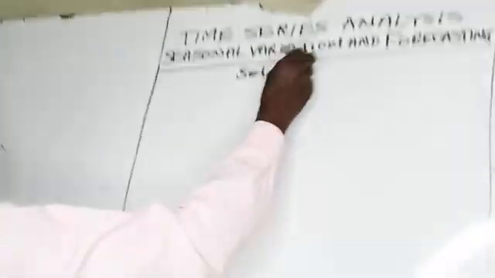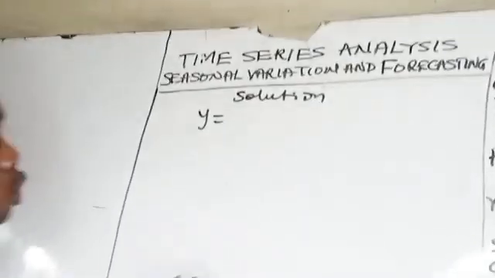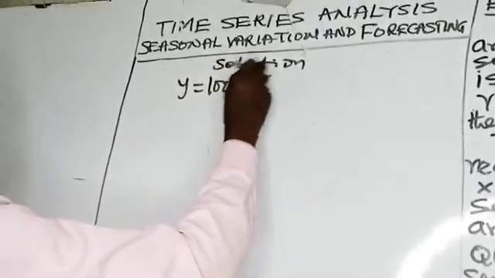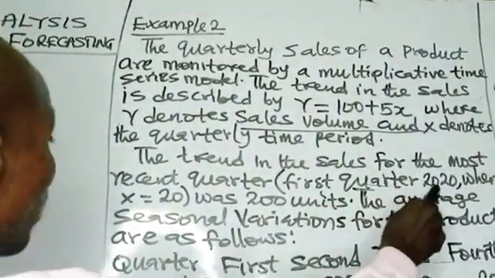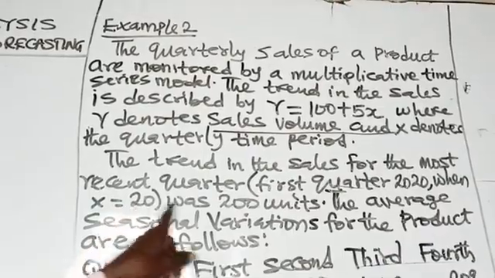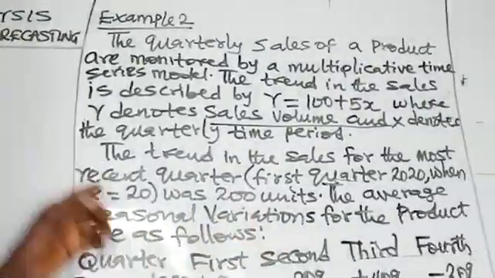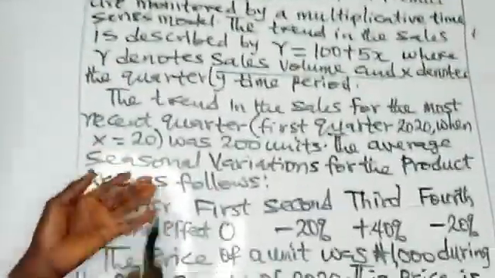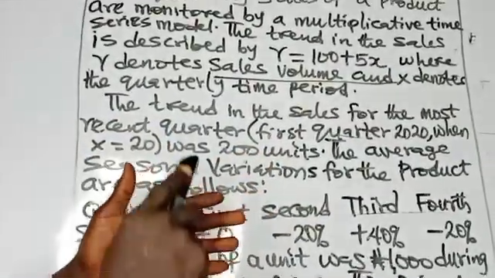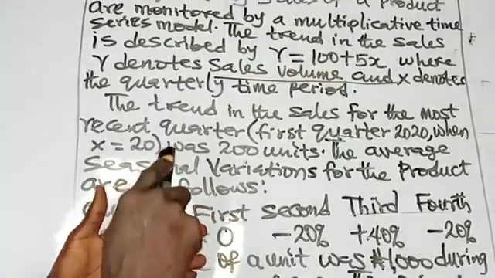Let's have the solution. We have y equals 100 plus 5x. You were told that in the first quarter of 2020, when x is 20, the value was 200. If x is 20, 5 times 20 is 100, and 100 plus 100 is 200. That is how they got the 200 here. But if the first quarter is 20, the second quarter will be 21, the third will be 22, while the fourth will be 23.